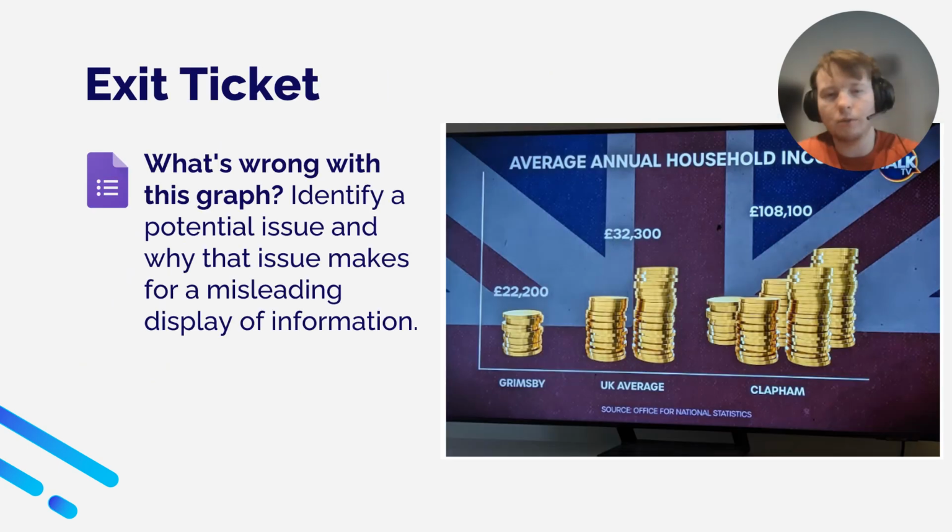We want students to do an exit ticket today that helps them practice this skill. So we have average annual household income from the UK, and we'll let students answer this themselves, but one of the issues that we noticed is the piles of money do not increase as much as they should from 22,000 to 32,000 to 108,000. That 108,000 obviously should be much, much higher and is only slightly higher than the 32,000.